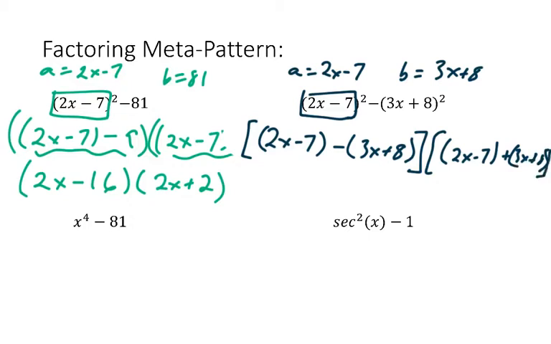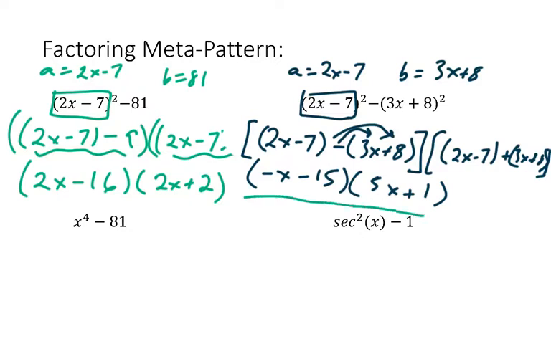Bracket. And then I can combine these. Do remember that this negative here is going to distribute, so it's going to go to the negative 8 as well. So I'm going to have 2x minus 3x, so that's going to be a negative x. And then negative 7 minus 8, that's going to be a negative 15. And then I'll have 2x plus 3x, so that's going to be 5x. And then negative 7 plus 8, that's going to be a positive 1. So that's what that would look like. Again, this part looks weird, and it doesn't look like an a squared minus b squared sort of thing. But what matters is that meta pattern.